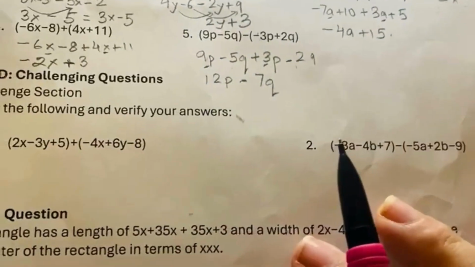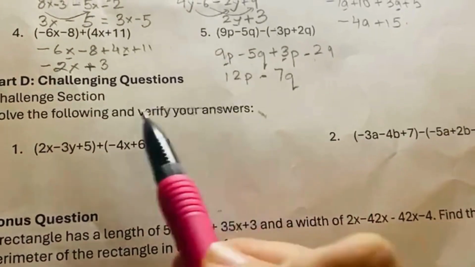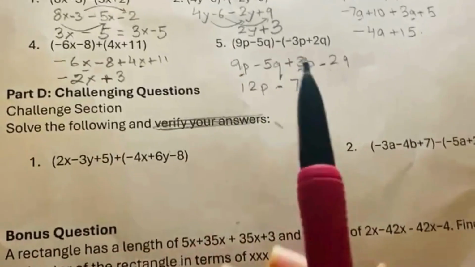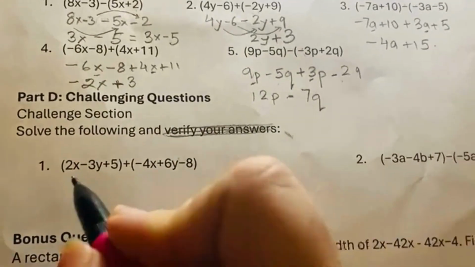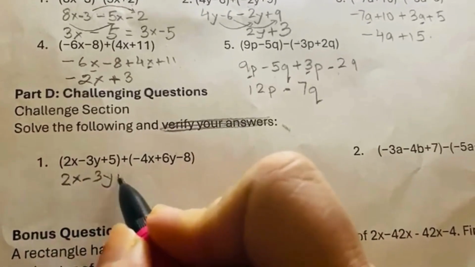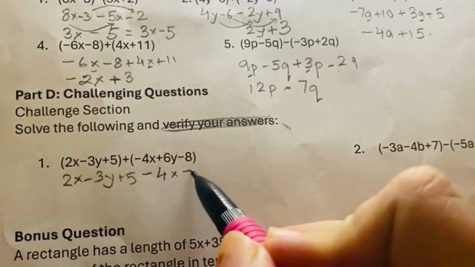Okay, the last part of the sheet was the challenging questions. These are similar ones, but there are now 3 terms. You don't need to verify your answer. That's not the requirement. Solve the following. I'm just going to do the same way: rewrite the terms without brackets.